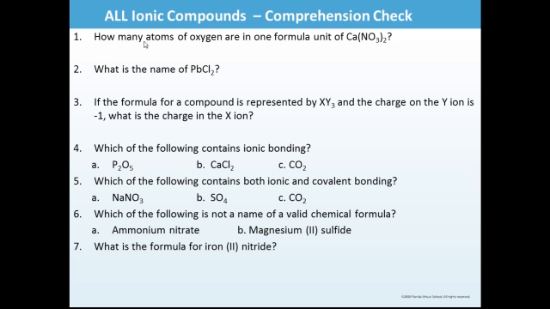Number 1, how many atoms of oxygen are in one formula unit of calcium nitrate? Again, you should be able to name that. So we have polyatomic ion nitrate, so it has 3 oxygens on each formula unit. However, I have 2 of them in my formula, so 2 times 3 equals 6 oxygens.